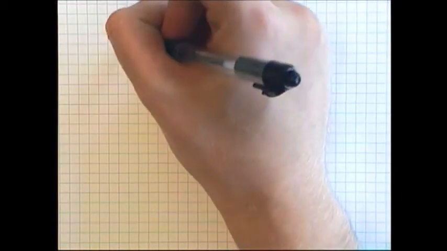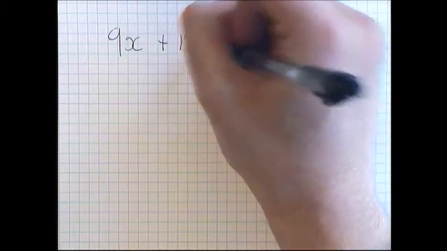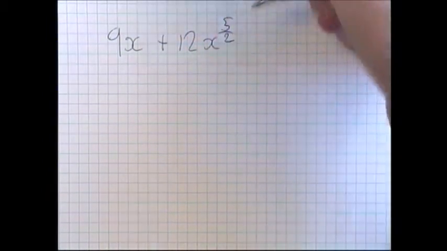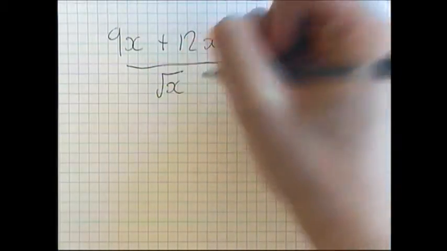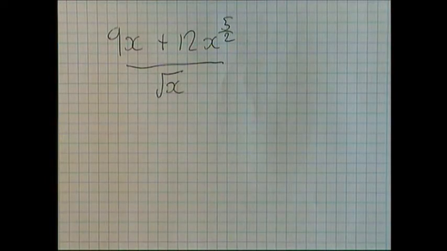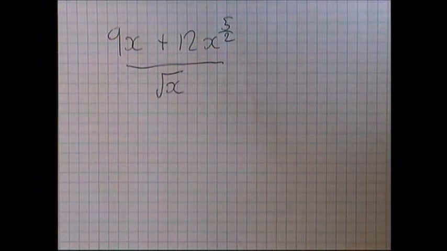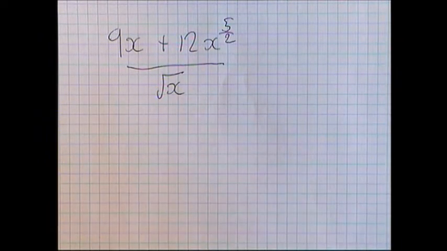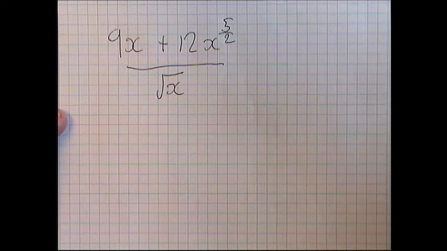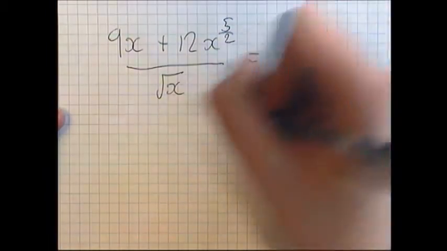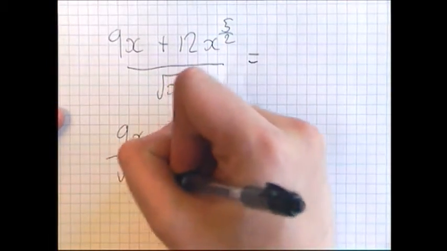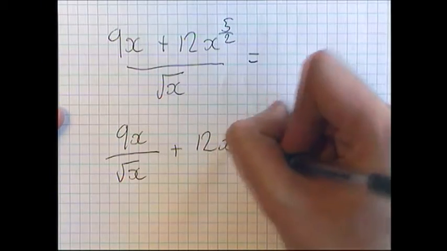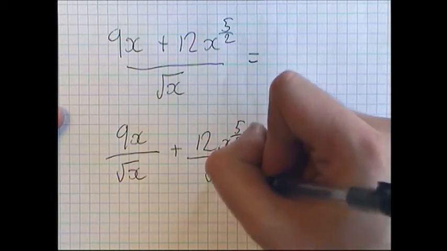So the homework this week was on integration, and the first question tells you you've got 9x plus 12x to the power of 5 over 2, all over root x. And you want to write that in the form 9x to the p plus 12x to the power of q. So you need to think a little bit about how fractions are actually added together, and you'll realise that that is equal to 9x over root x plus 12x to the 5 over 2 over root x.